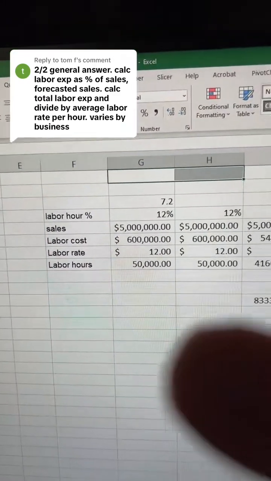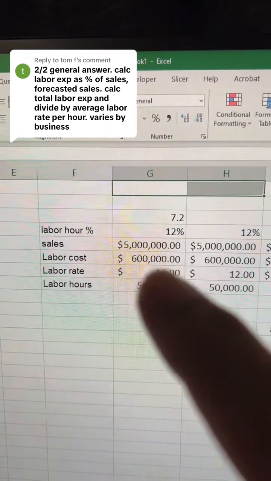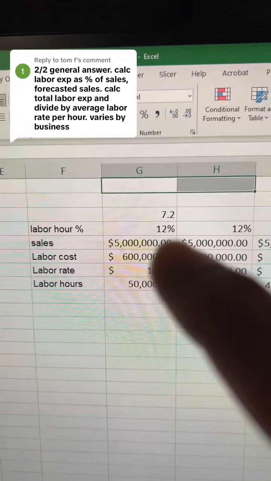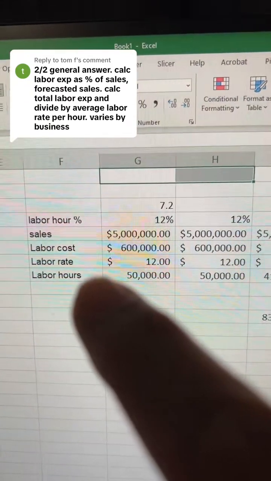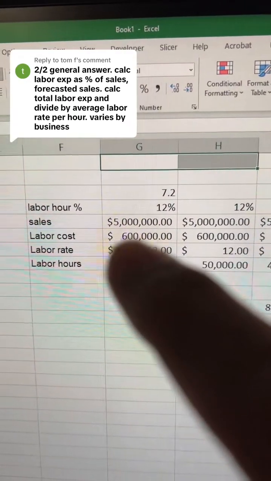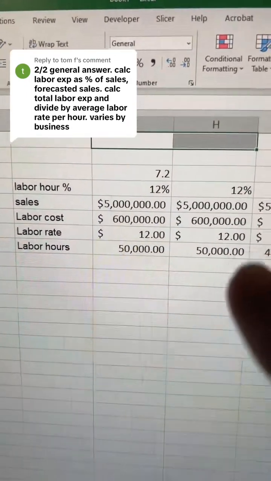So this is a great response, but this is why it's so important to understand the process and manage expectations. Let me explain. So let's go through this example. Say, for example, you have $5 million in sales. Your labor cost is $600,000 because you've assessed a 12% labor, right, in your example, which is about 7.2 minutes. Your labor hourly is $12, and your labor hours that you need for $5 million in sales is 50,000 labor hours. So let's go with that.